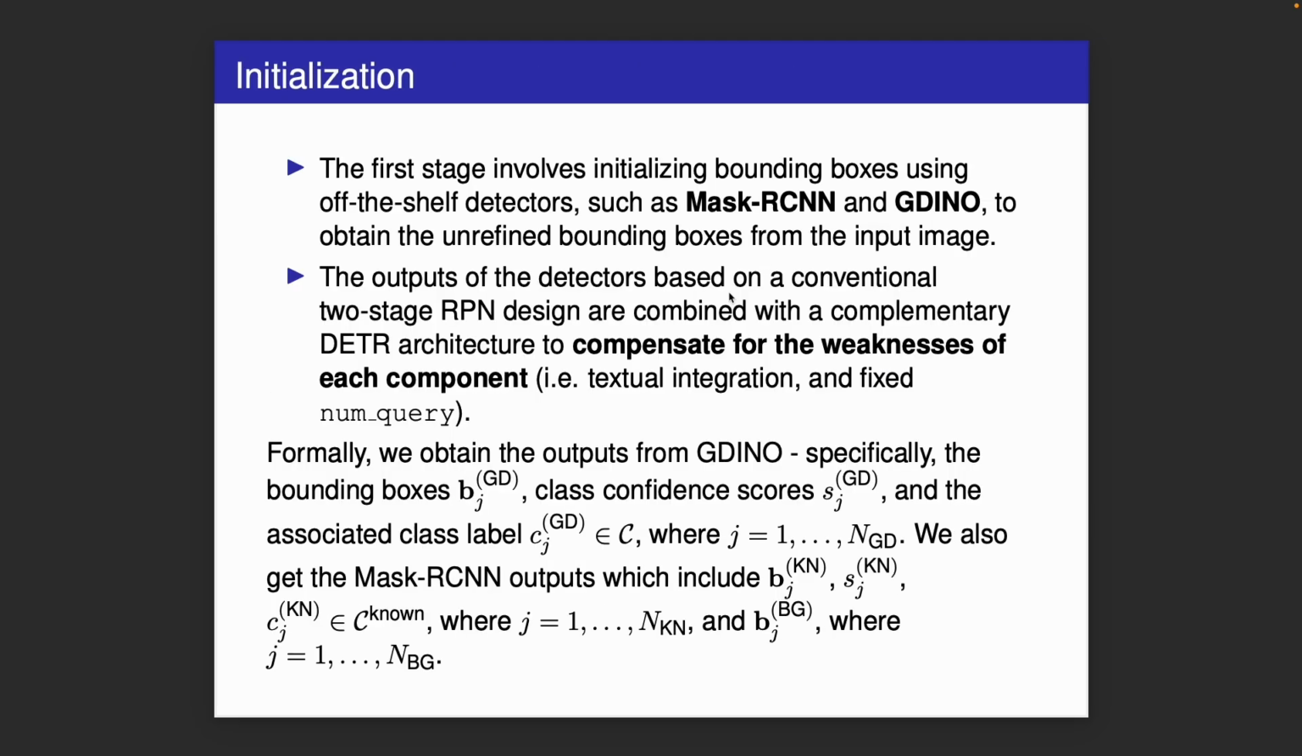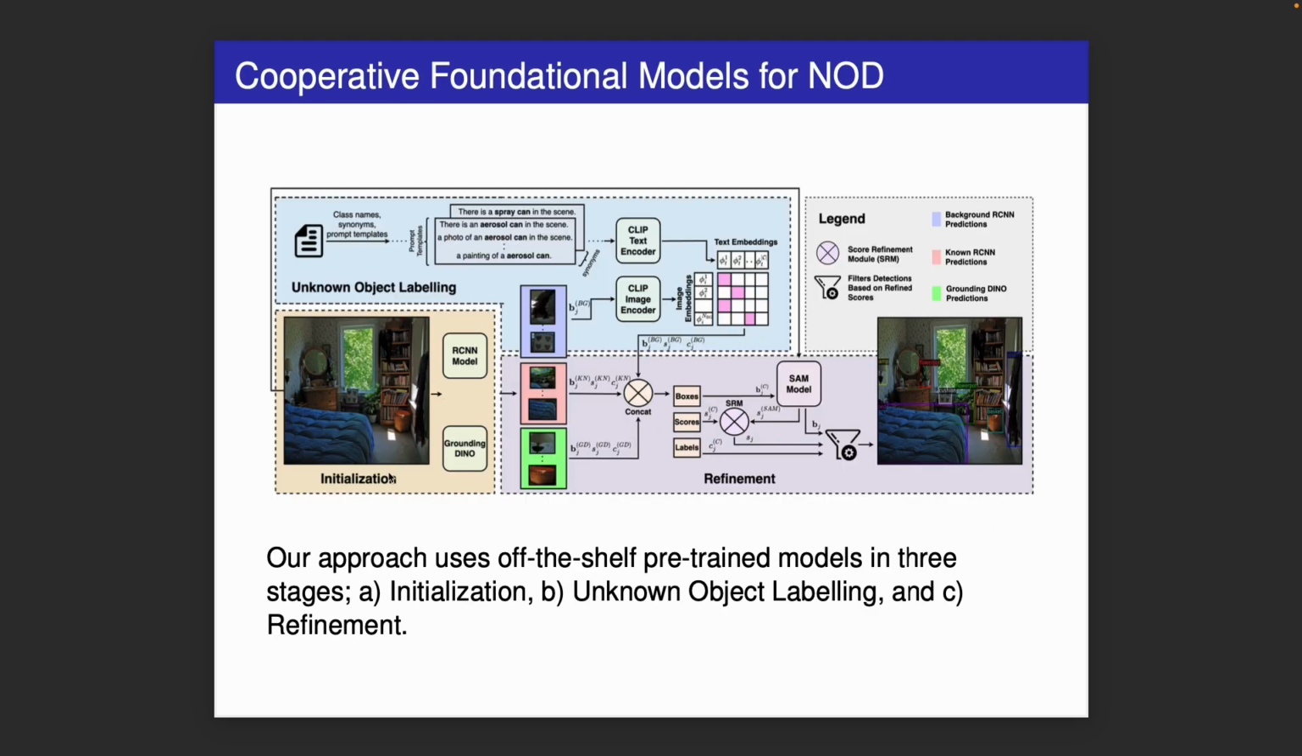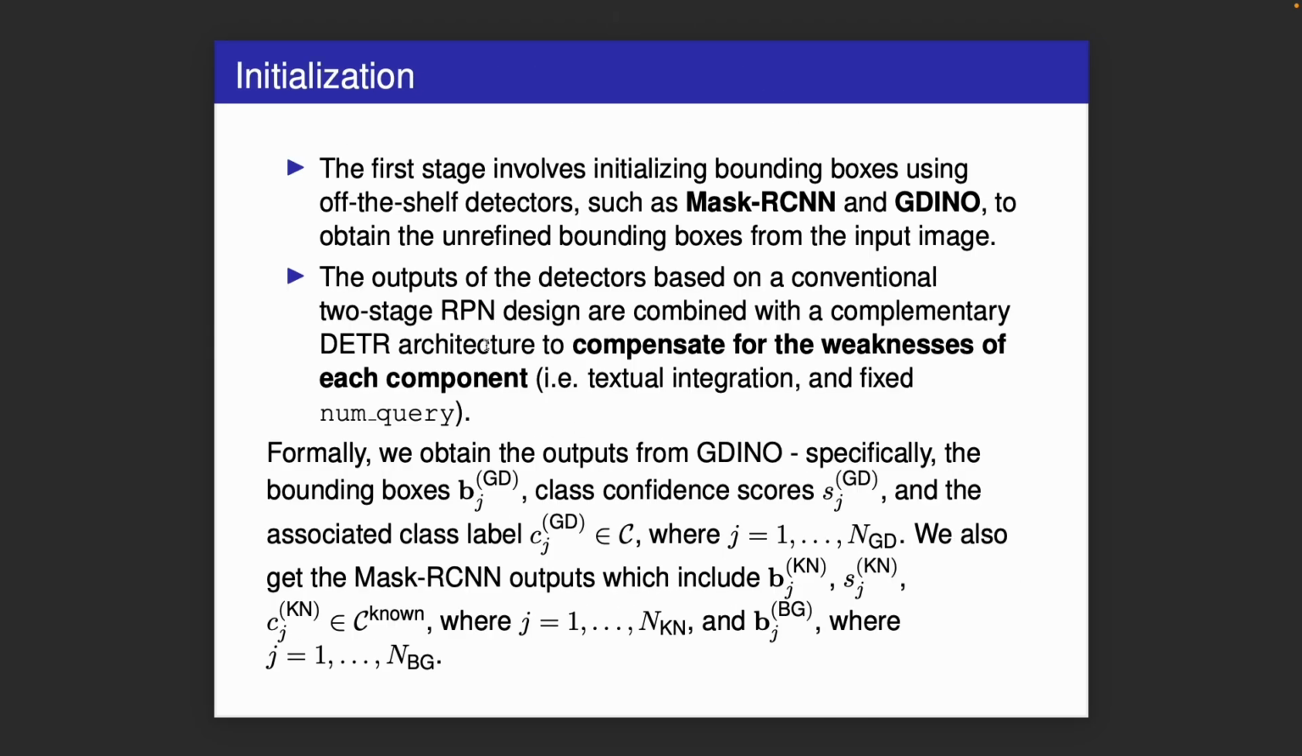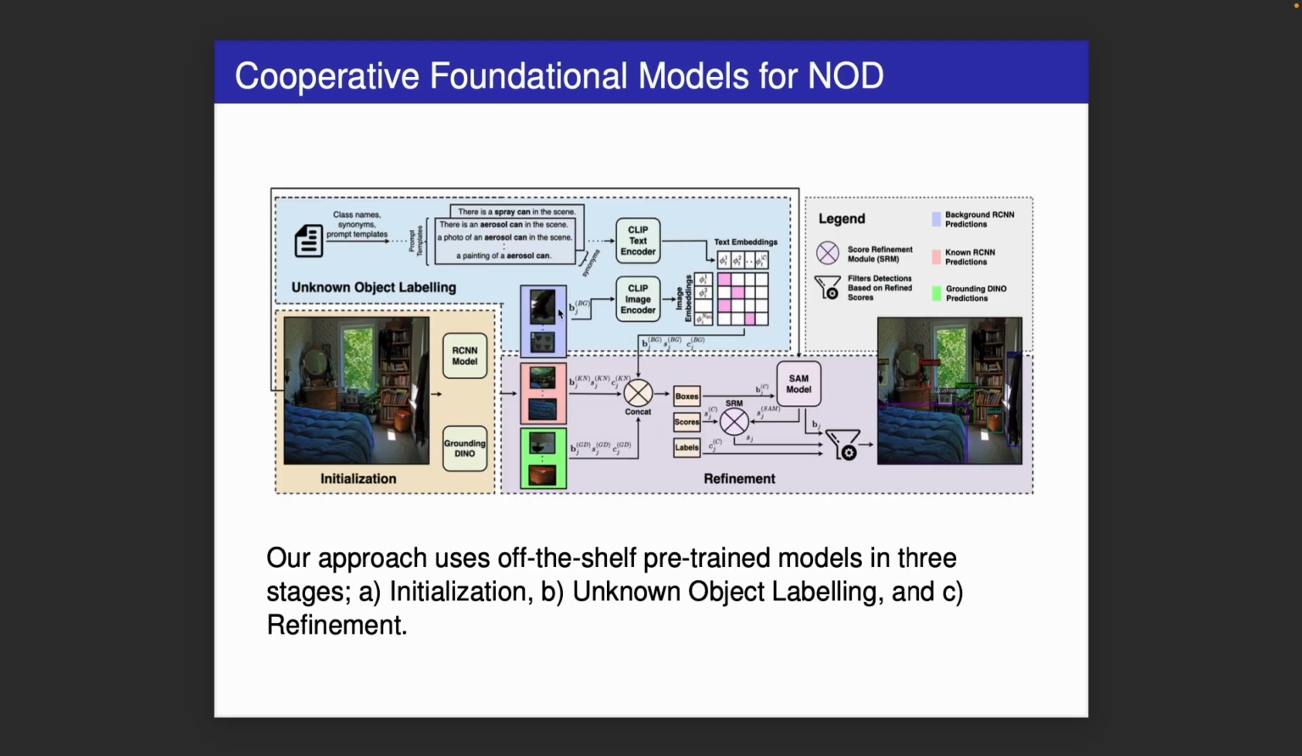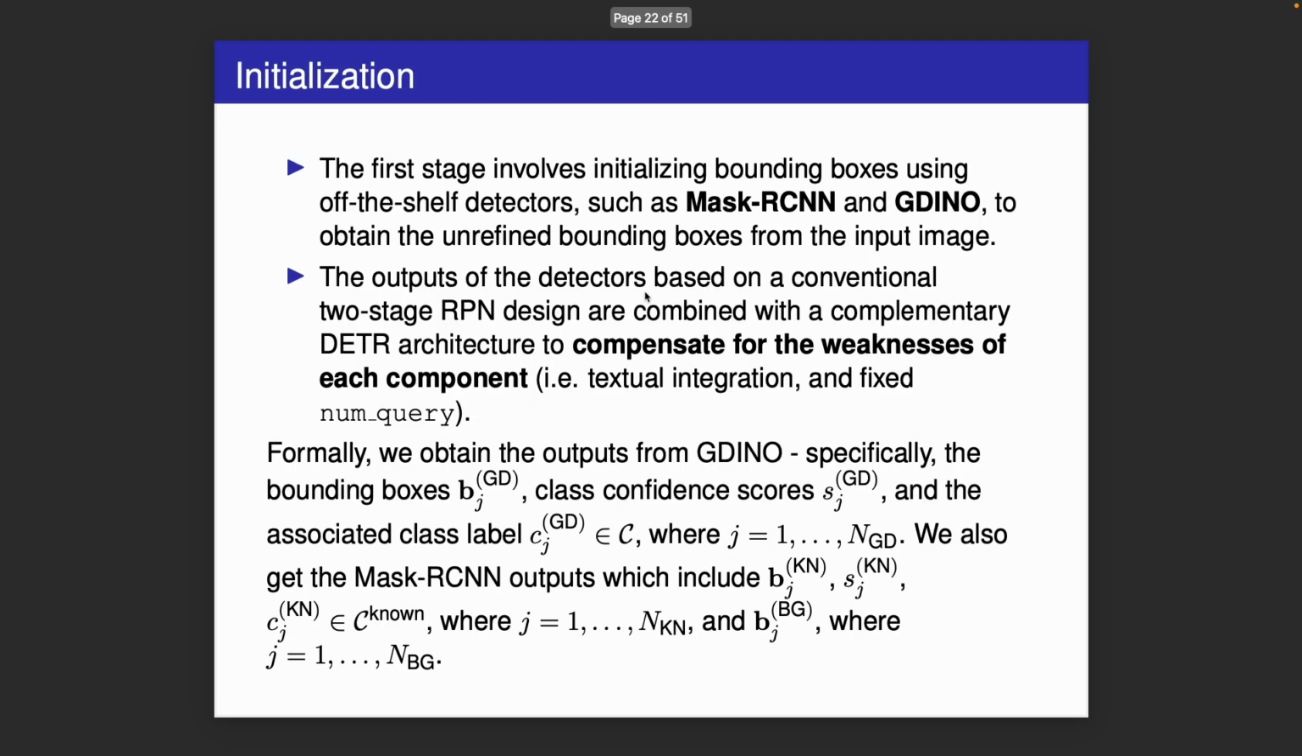The outputs of these detectors, based on conventional two-stage RPN and a complementary architecture, are combined to compensate for the weakness of each component. Mask R-CNN cannot integrate text easily, whereas Grounding DINO is limited by the number of predictions, which is fixed by num_query. So we are able to complement the weakness of both by combining their predictions. We just combine them. Before combining, we pass the background boxes from Mask R-CNN to CLIP to get the class labels.